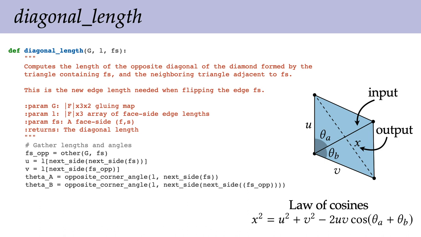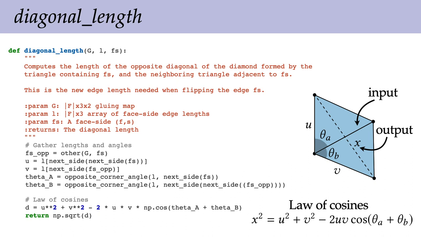So now we have one face side in each of these two triangles, and we can use our next function to get out these two lengths, as well as compute the opposite corner angles using our subroutine from before. Once we've gathered up these lengths and angles, the law of cosines gives us the length of the diagonal that we were trying to compute.